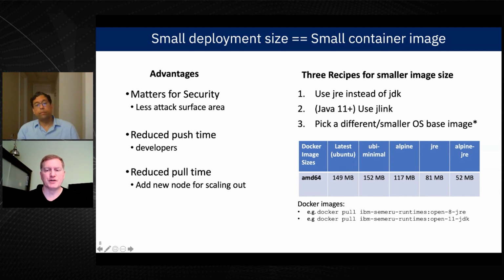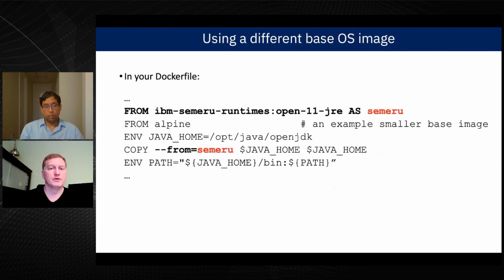Just for reference, I've shown the commands here that you can use to get the IBM SEMERU runtimes base images that are available for Java 8, Java 11, and soon Java 17. Now, those images don't come with an Alpine variant. So how would you use a different base image if you wanted to? It's a simple process with these 5 lines of code. You can just basically name the SEMERU runtimes image as SEMERU here. The real base image that you'll use is this one from Alpine. So Alpine is the example smaller base image that we're going to use. And then this copy command just basically copies the JRE directory out of the SEMERU runtimes image and into the image that you're building.